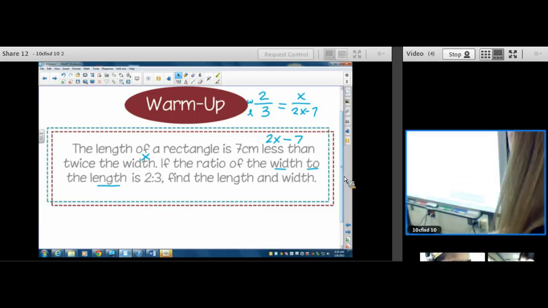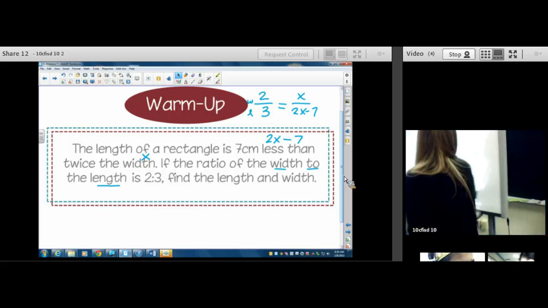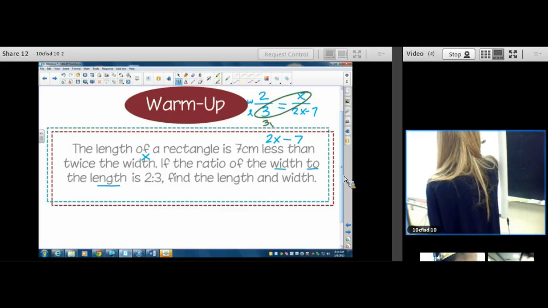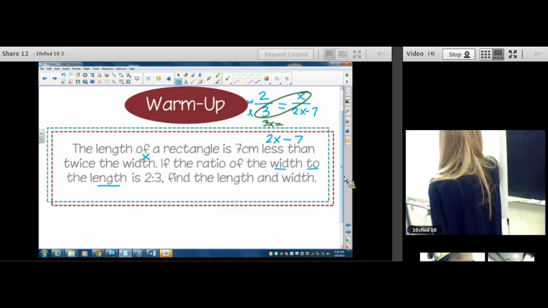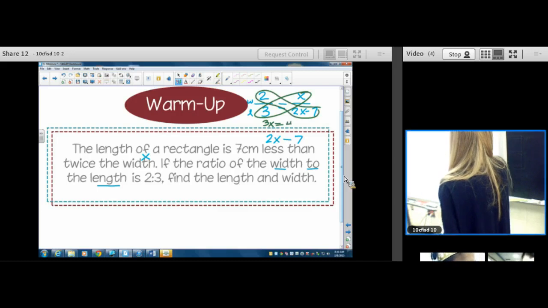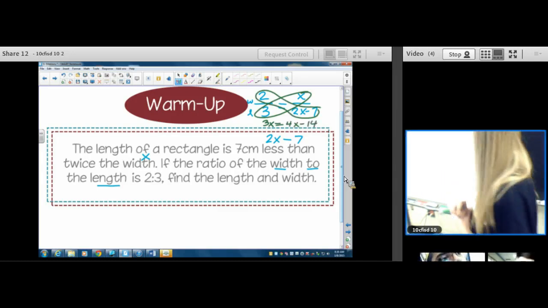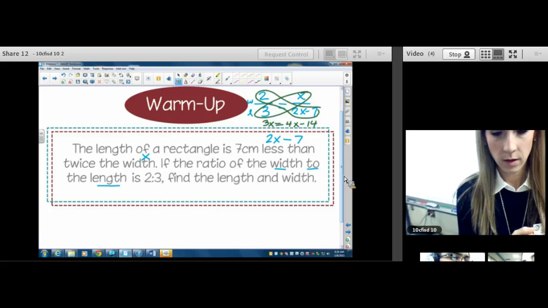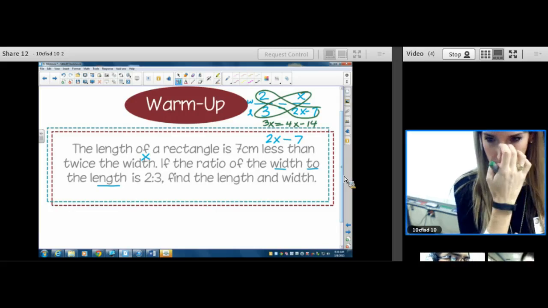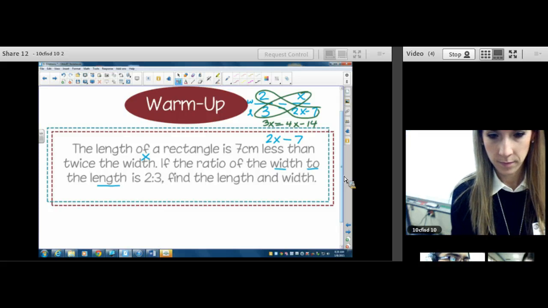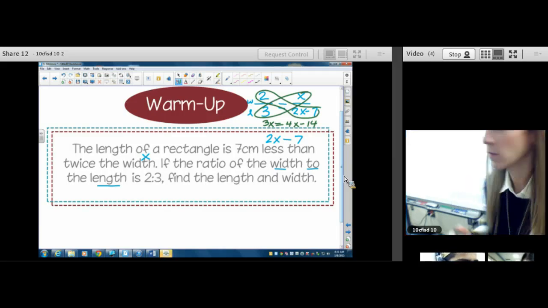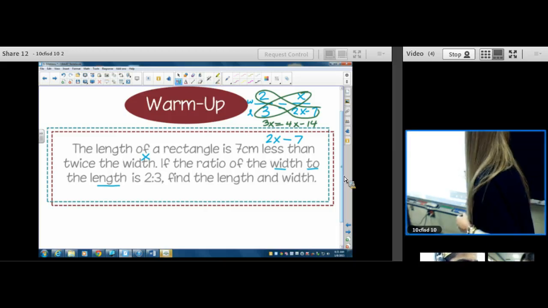While you're typing, I'll go ahead and show some work. So when we cross multiply, we've got 3x equals 4x minus 14. So Karthik, what'd you get? Very good. Okay, so x is 14. X is 14, so that's the width.